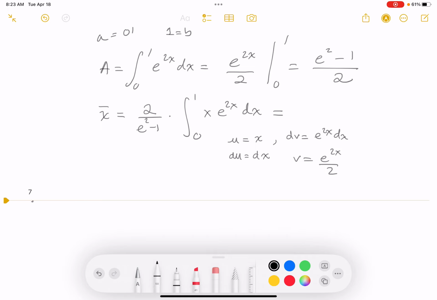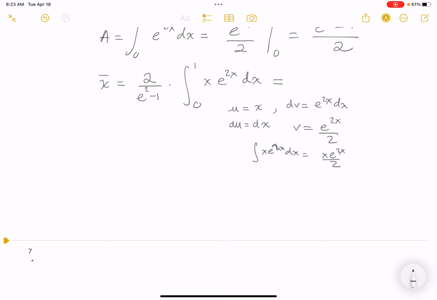So this is going to be x e to the 2x over 2 minus, let's see, that's going to be e to the 2x over 2, put that on the outside, dx. And I think I can do that. What's that going to be? x e to the 2x over 2 minus e to the 2x over 4. All right, I just did the indefinite integral, by the way.